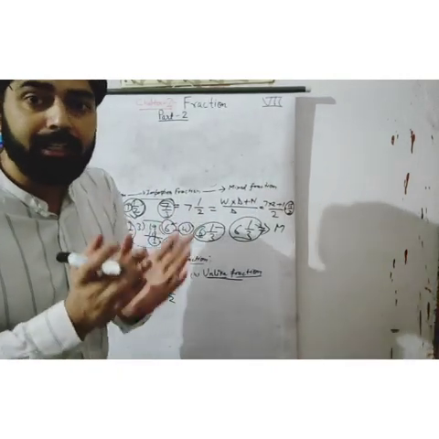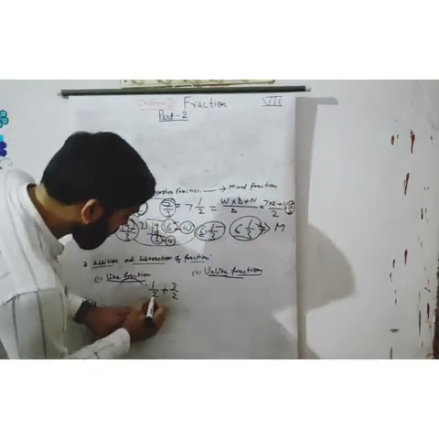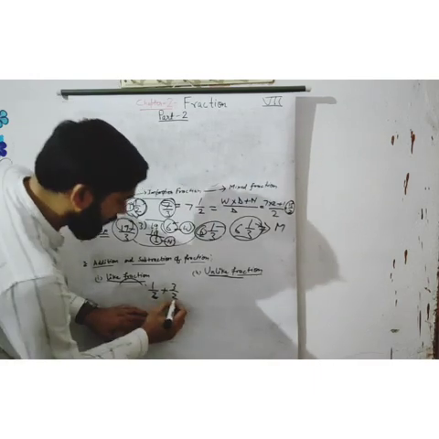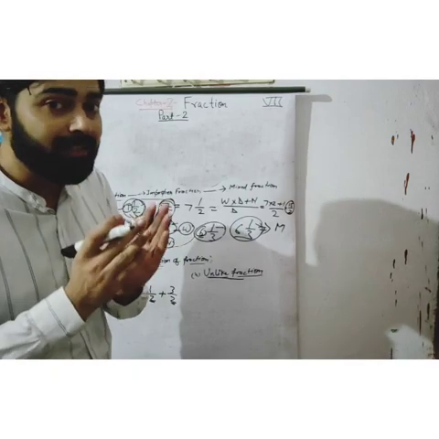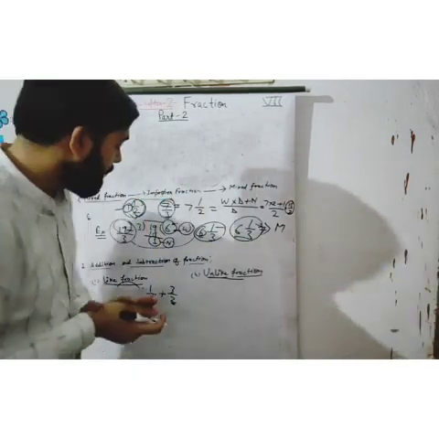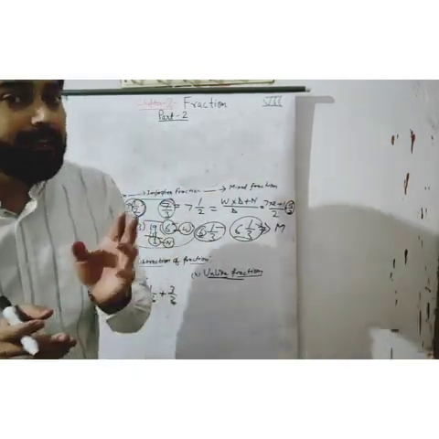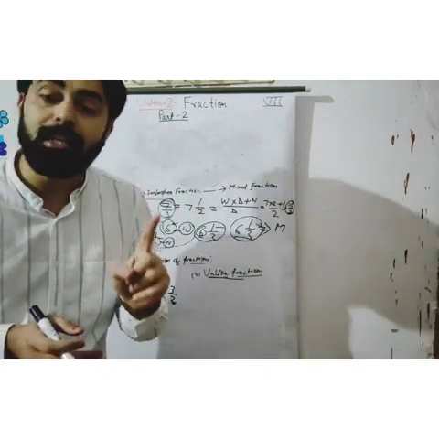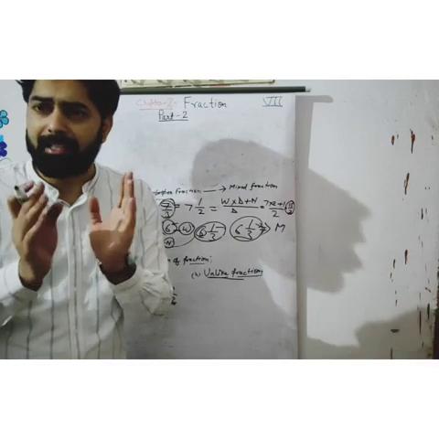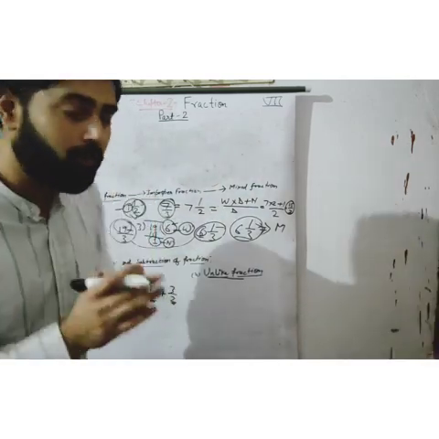Firstly, match the denominators. Here the denominator is 2 and here the denominator is also 2, which means both denominators are the same, so the fractions are given in like form. So we can easily add in like fractions. We add only the numerators. We cannot add the denominators. This is the rule.